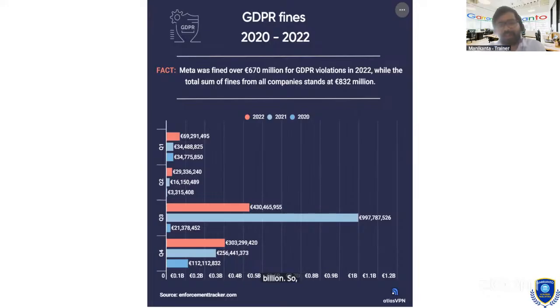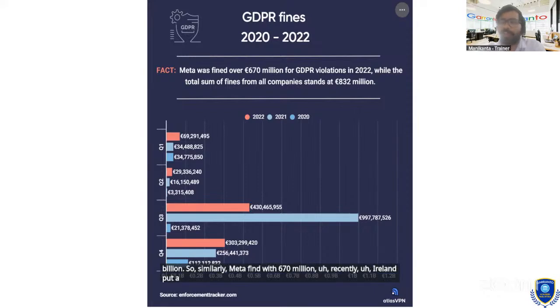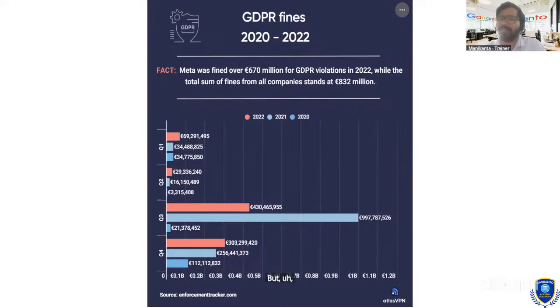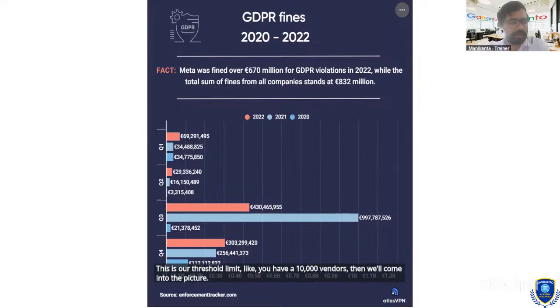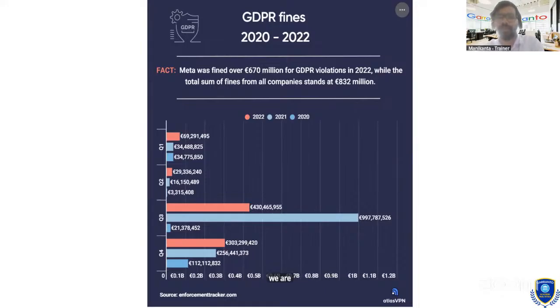Similarly, Meta was fined 670 million. Recently, Ireland put a $1.2 billion fine on Meta, about 3 or 4 months back. These are astonishing figures, but these regulatory bodies are very, very strict in nature. They will go through each and every company doing business in that country. But before they come, they'll give you a certain limitation. If you are a small company, they leave you. This is our threshold limit. Like if you have 10,000 vendors, then we'll come into the picture. If you have less than that, we are okay to go easy on you.